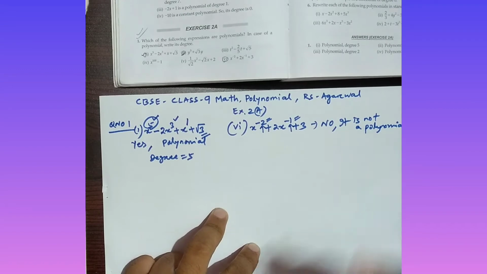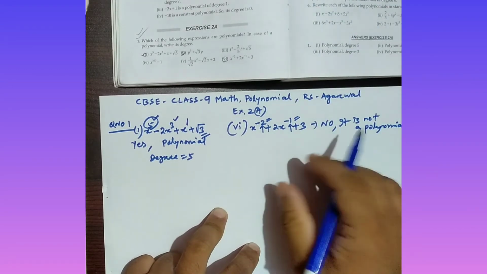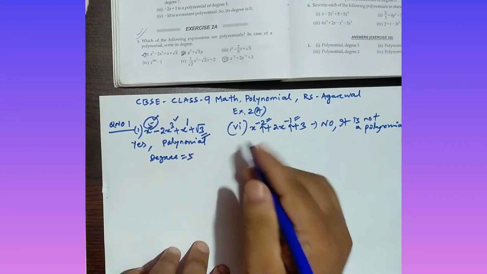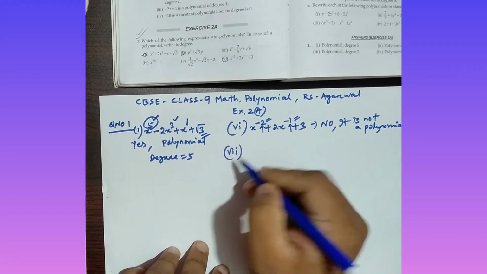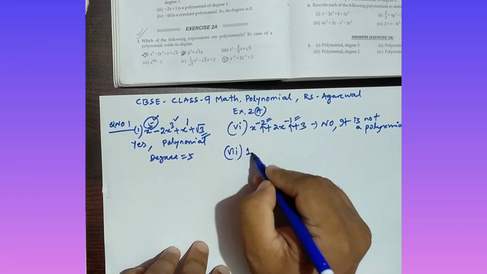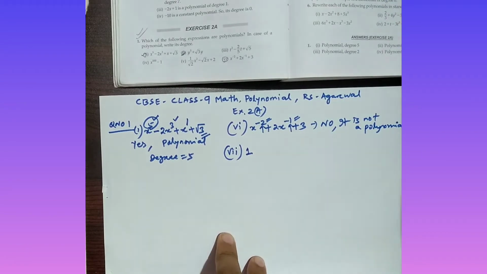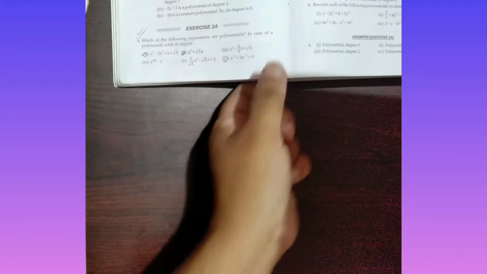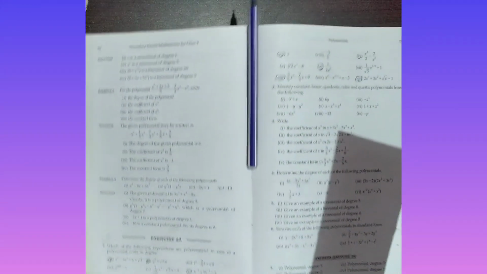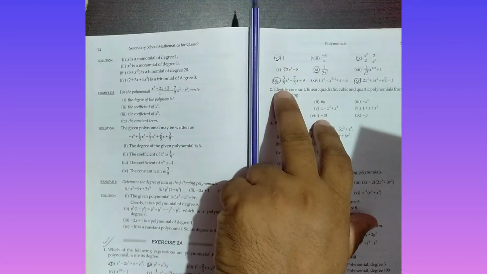Okay, fine. So now move on to the next question, that is (vii). Okay, so now the (vii), what is it? It is 1. Okay, so look here, this is the (vii) question. The (vii) question is what? 1.